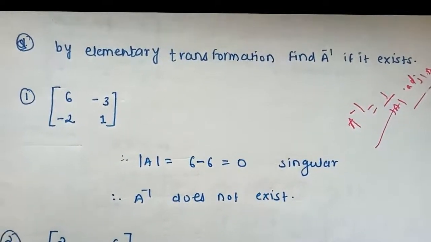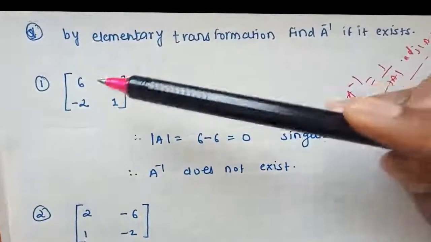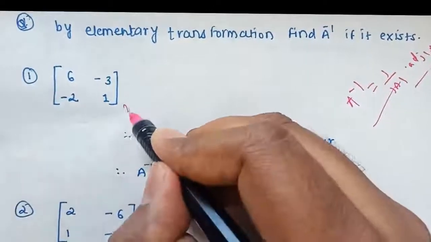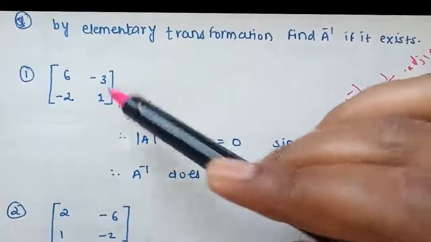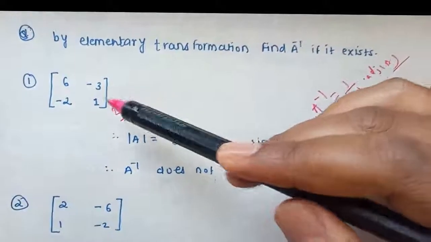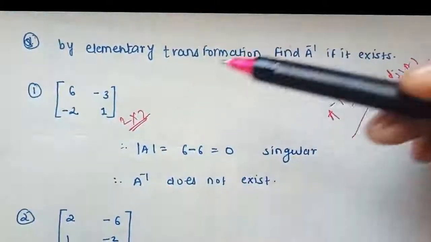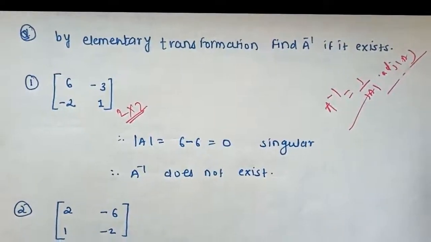So now the first problem. What is given is this matrix: 6, minus 3, minus 2, 1. This is a 2 by 2 matrix, that means the order of the matrix is 2 by 2, and if the order of the matrix is 2 by 2, definitely it will have 4 elements, 2 into 2 is 4. Now they are asking to find the inverse of the matrix by using the elementary transformation.